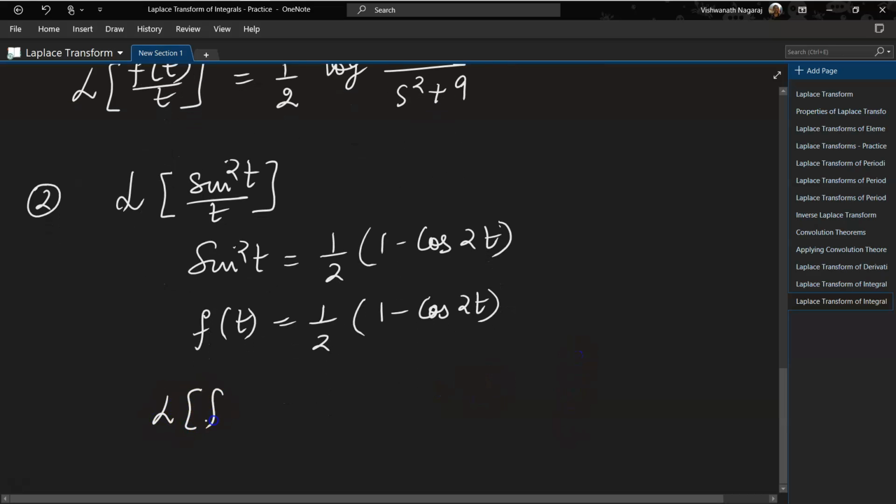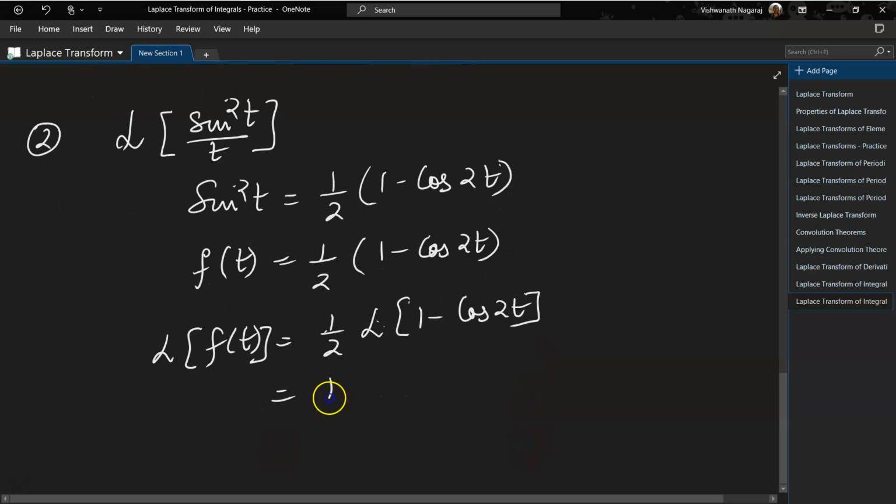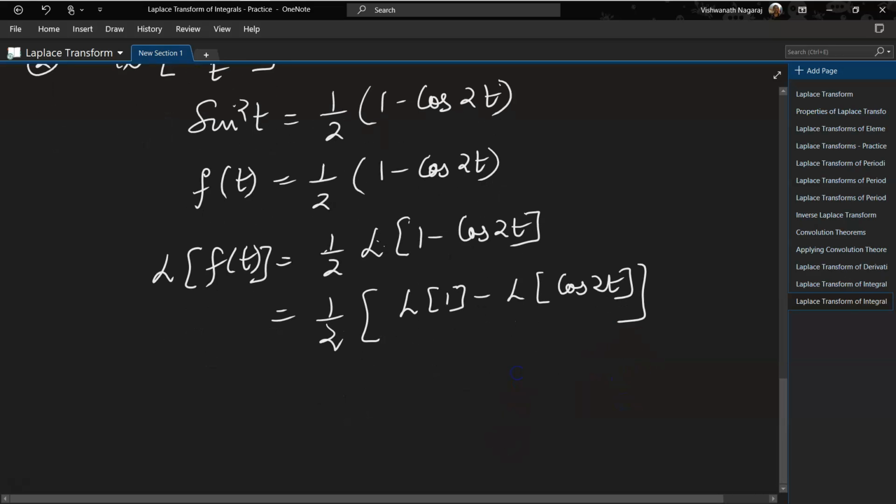The Laplace transform of f of t is equal to 1 by 2 the Laplace of 1 minus cos 2t, which is equal to 1 by 2 Laplace of 1 minus Laplace of cos 2t, which is equal to 1 by 2 times Laplace of 1 is 1 by s minus Laplace of cos 2t is s by s square plus 4.